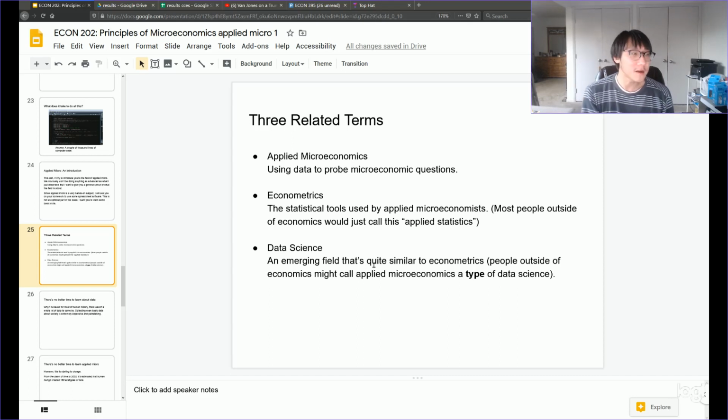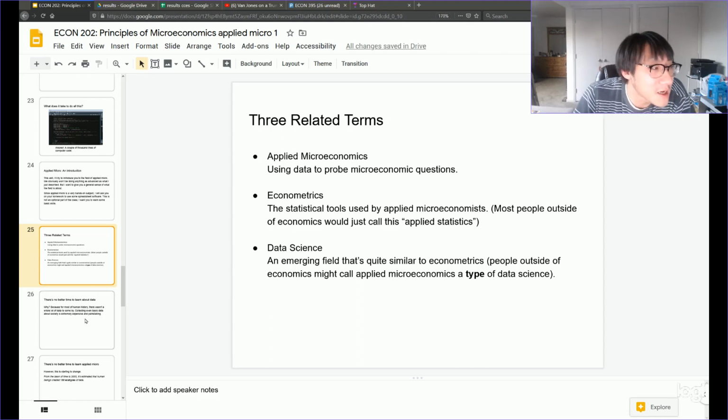Okay. And finally, this concept of data science. So data science is sort of a new thing in a way. It's an emerging field. It's a very hot field. In fact, it was one of the hottest careers last year. I think it was ranked number 2 or something like that. But again, it really isn't new in a way. Economists have been doing data science for a very long time. People outside of the field of economics might call applied microeconomics data science. They might just see it as a form of data science, and that's a perfectly valid way of looking at it. Okay, so just some clarifying points. All of these three terms essentially have to do with the analysis of data.